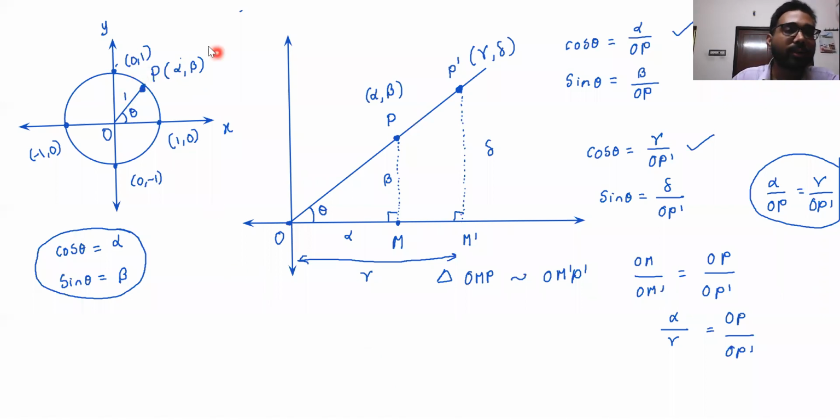In the first quadrant, both alpha and beta are positive. So sin theta is going to be positive and cos theta is going to be positive when theta is a first quadrant angle, that means when theta lies between 0 and 90. Now in the second quadrant, when theta is between 90 and 180, alpha, the x coordinate, is going to be negative. So cos is going to be negative in the second quadrant, whereas sin is going to be positive.